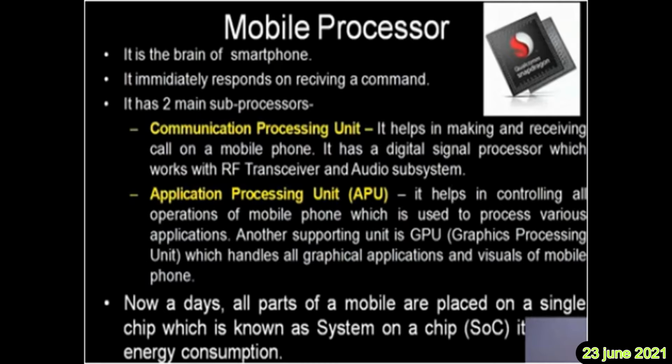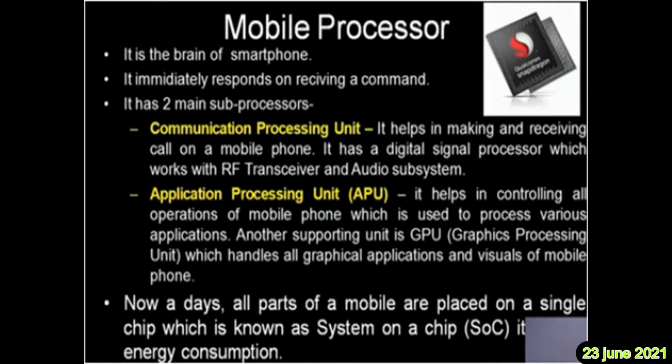The mobile processor is the brain of a smartphone. It responds on receiving a command. The two main subprocessors I discussed are the communication processing unit and the application processing unit. It helps in making and receiving calls on a mobile phone. It has a digital signal processor which works with the RF transceiver, radio frequency, and audio subsystem. The application processing unit helps in controlling all the operations of the mobile phone and is used to process various applications. Another supporting unit is the GPU, that is the graphic processor unit, which handles all graphical applications and visuals of the mobile phone.